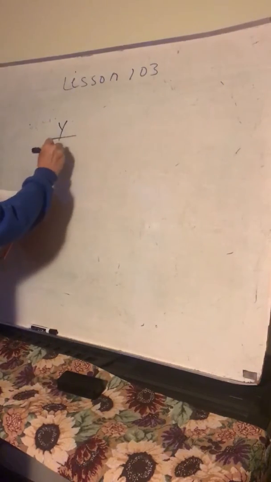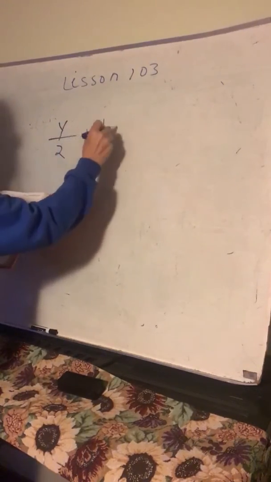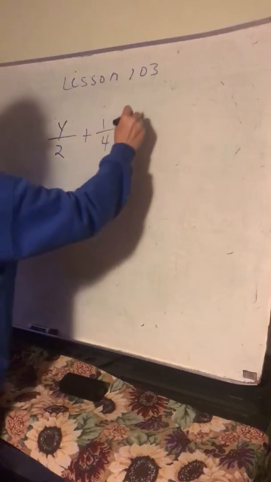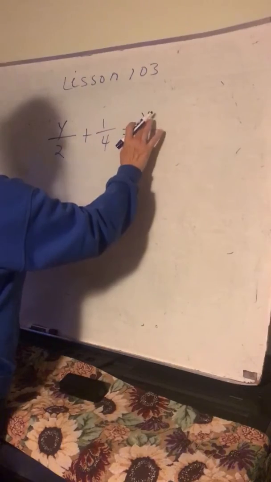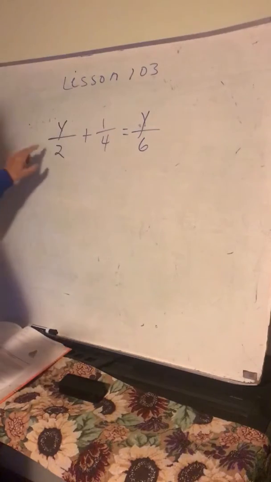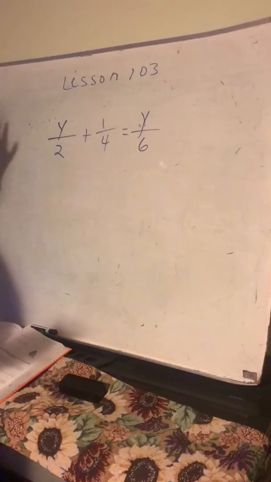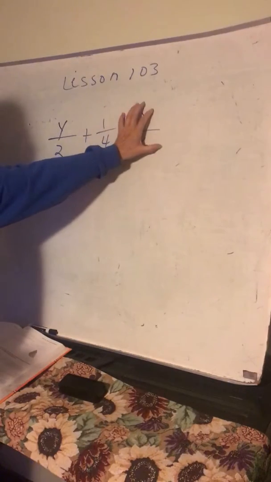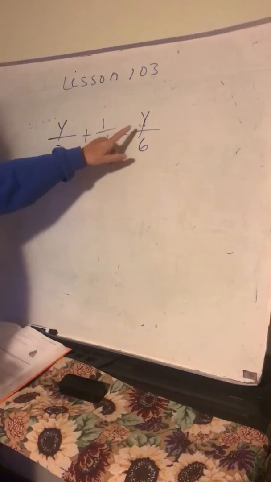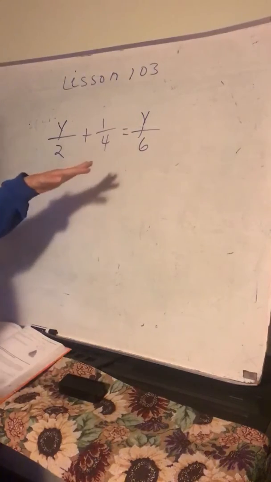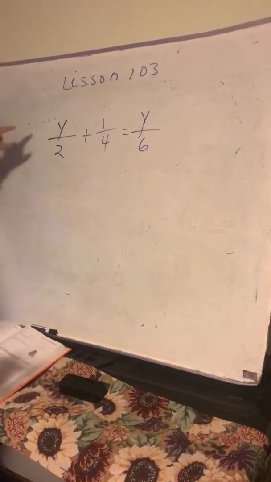Okay, this is the start of lesson 103, and we'll be covering rational equations. Let me do one for you. y over 2 plus 1/4 equals y over 6. Since it's an equation, it has an equal sign, so rather than change the denominators like we've done when they're just like this, when it's an equation, we're going to cancel out the denominators by multiplying by the LCM.